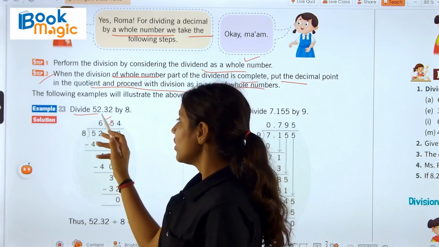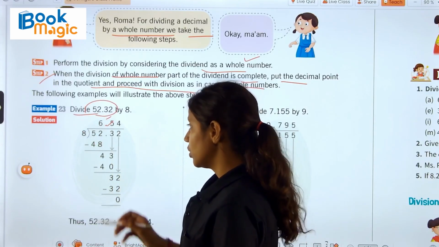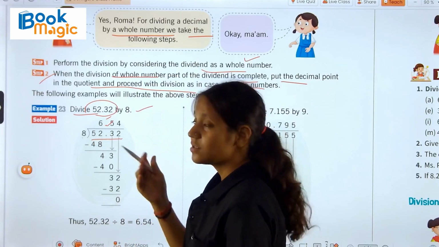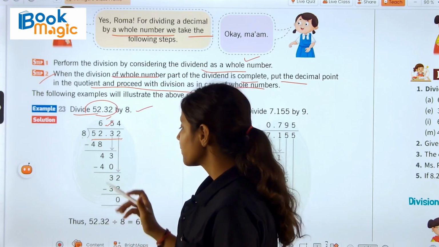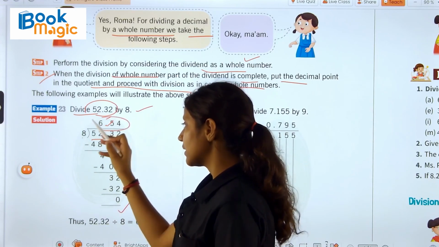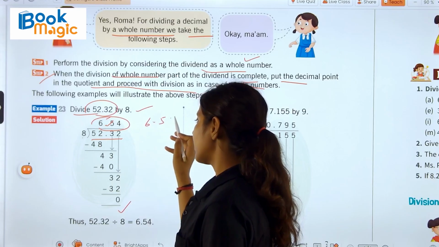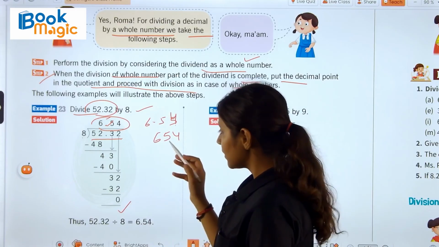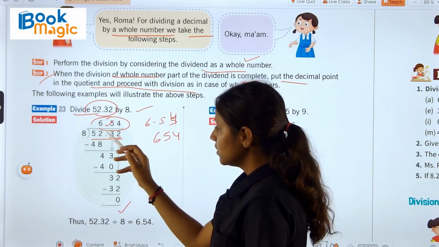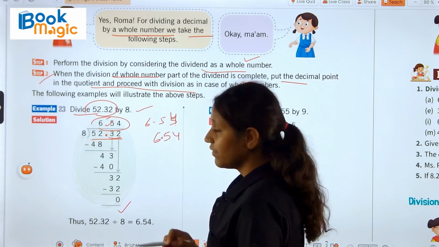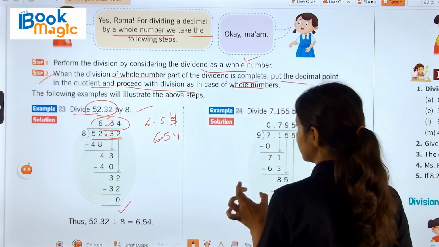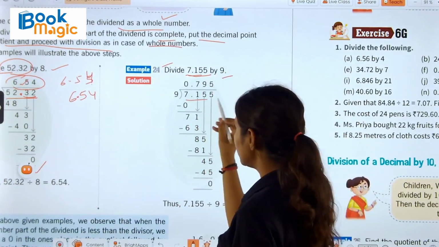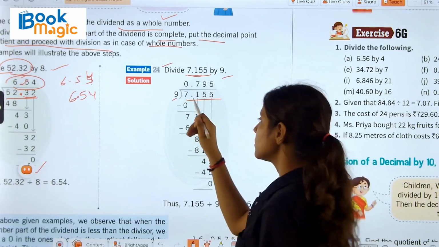For example, dividing 52.32 by 8. So here we have 52.32 and 8. Considering that the decimal point is not present here. Now after getting 0, we are getting the value 6.54. Okay, it was 654, and after that we are applying the decimal, leaving two places and then putting the decimal. Similarly, we have example number 24, divide this value by 9. So here we have the value and 9. Considering that there is no point here.